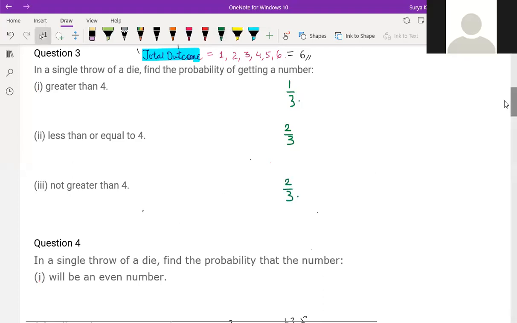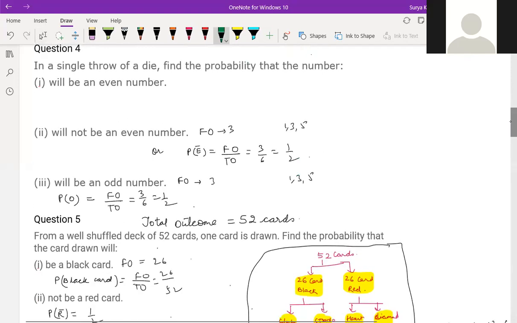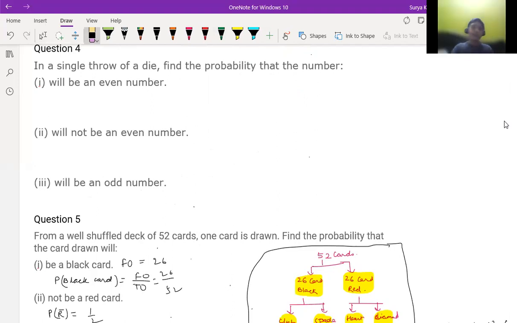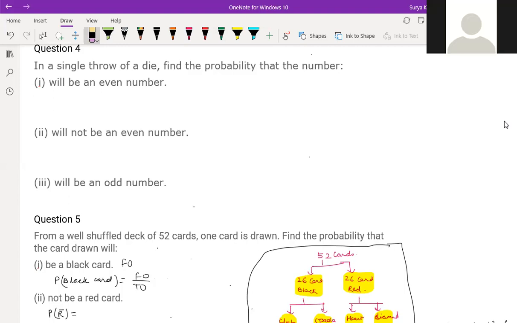Okay, fine. Next question, all of you read the question, children. Sir, done. Shriyanvi, tell me the first answer. I got all of them 1 by 3, sir.